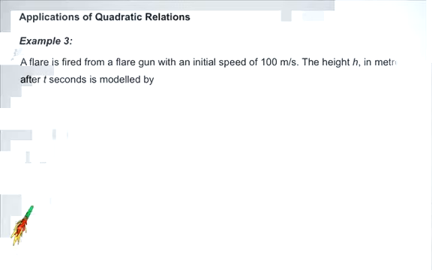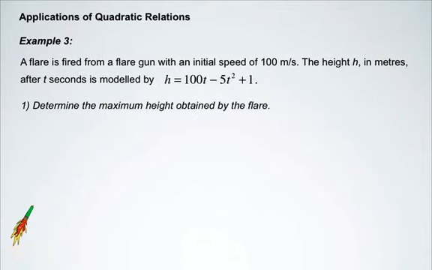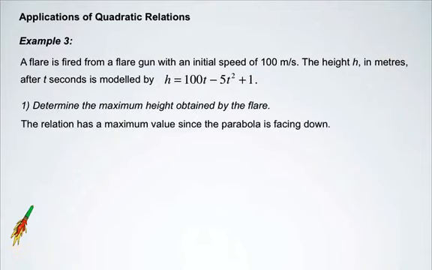Let's look at a third example. A flare is fired from a flare gun with initial speed of 100 meters per second. The height, h, in meters after t seconds is modeled by h equals 100t minus 5t squared plus 1. We'll determine the maximum height obtained by the flare. The relation has a maximum value since the parabola is facing down. This is our a value here because it's attached to the t squared, and it's negative, so we know it's facing down.